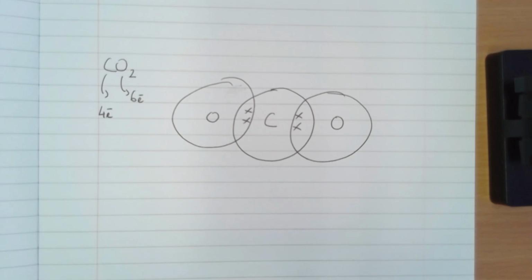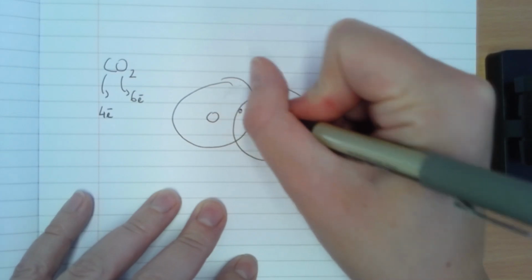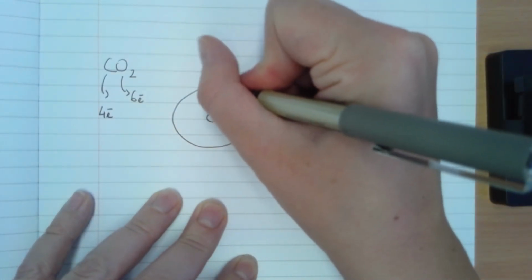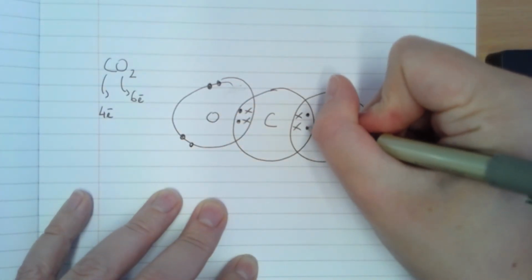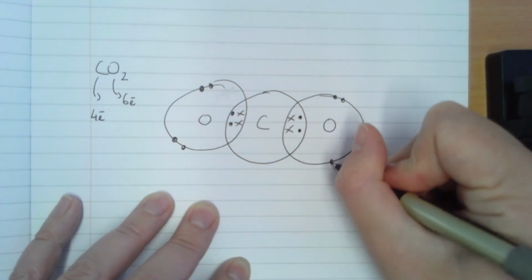Oxygen has got 6 electrons. It wants to have 8. It needs to gain 2. That means it needs to share 2. That 2 shared, it's got 4 left over to bring me to 6 dots in total. 2 shared, 4 left over to bring me to 6 dots in total.